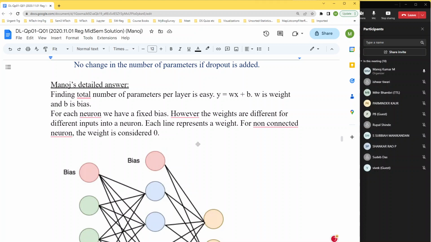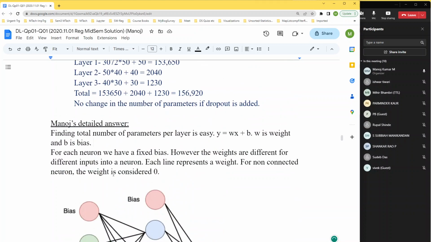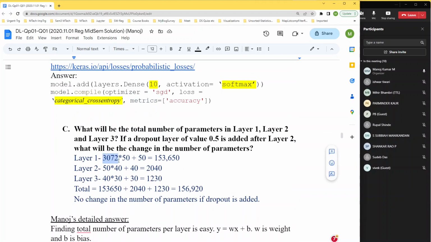So if you see, how many inputs did we have? We had 3072 times 50 neurons for the first one, no?